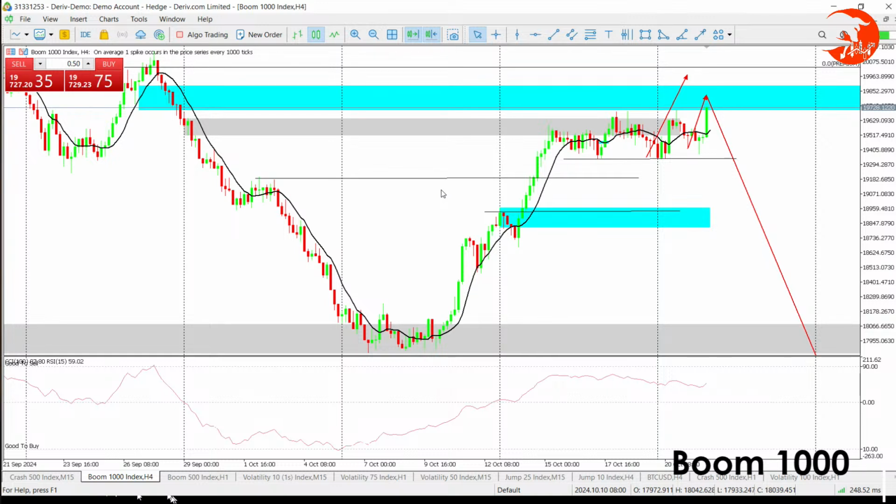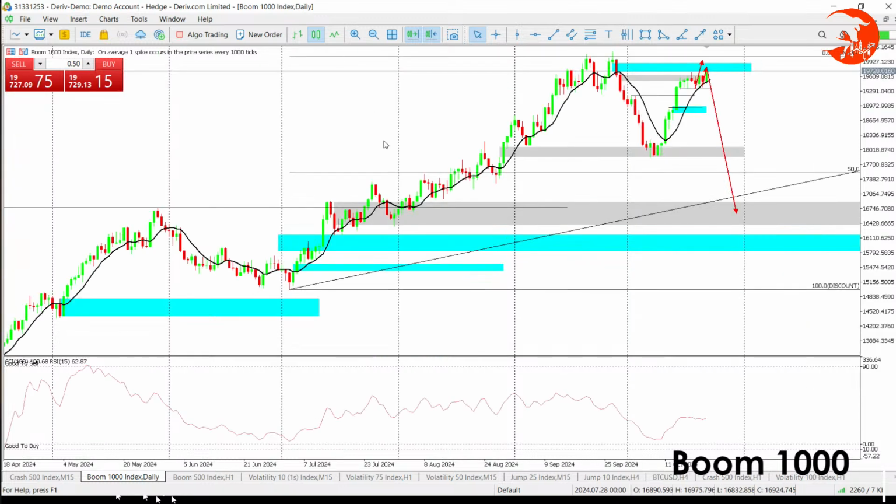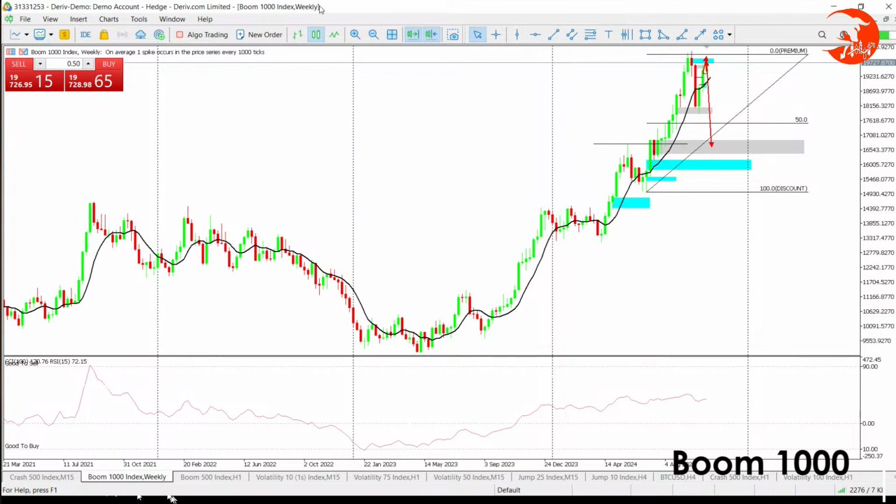Now H4, we wanted price to reach there and then start to sell. Why? Let's go to daily. We clearly know that daily we are still selling. This was like a retracement because weekly, we can't continue buying before we come back to this break of structure. This is where the break of structure is, so we can't continue buying before we retest this level to grab liquidity that is left back before we continue buying on weekly.